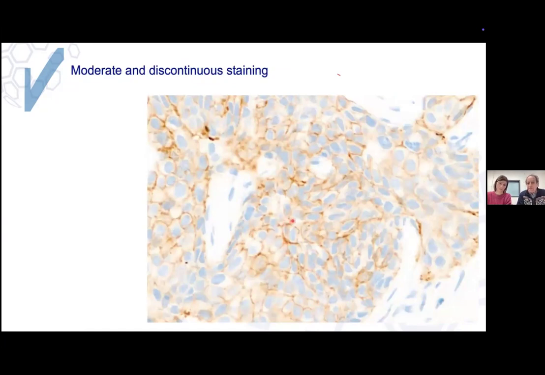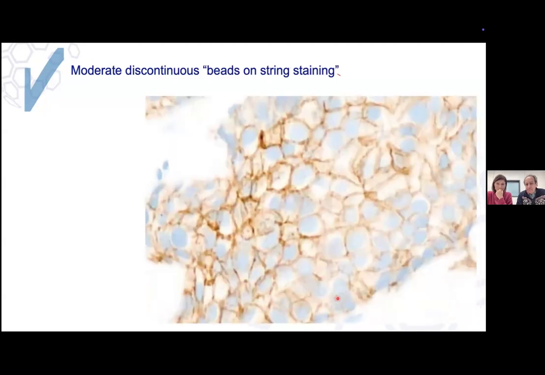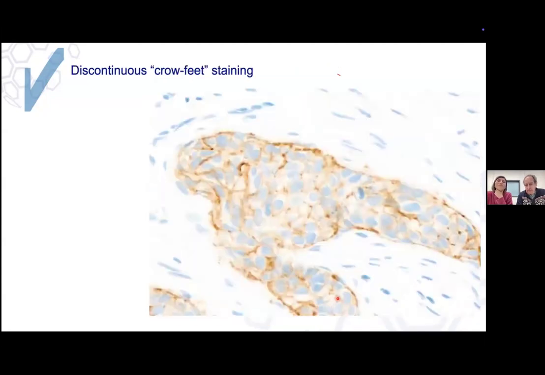An emphasis in little parts of the cells and less emphasis in the other. So to me, this is a very classical example of a 1+ staining pattern. That's what it would look like. Some people, lots of people, call this 2+. Again, these beads and strings. This is a classical 1+ pattern.